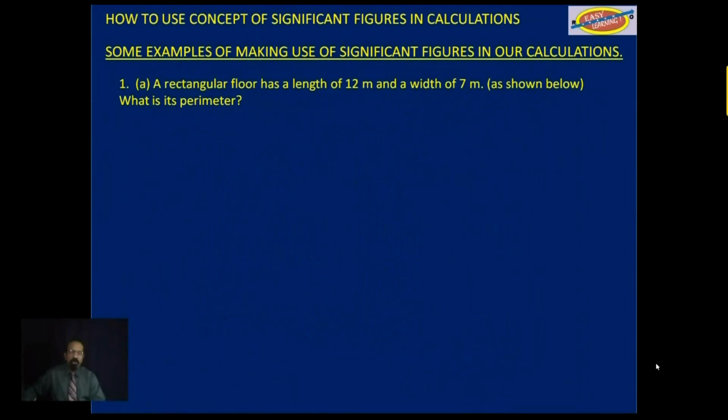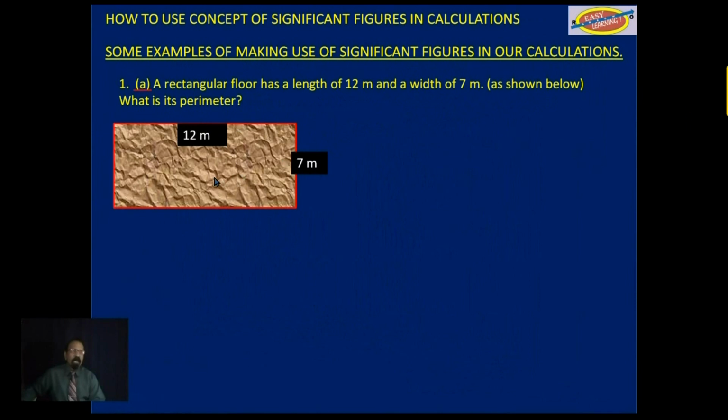Now let's apply those rules in a few examples. Example 1A, we have a rectangular floor as seen here. It has a length of 12 meters, two significant figures, and a width of 7 meters, one significant figure. You are asked to find the perimeter, which means that we have to add. So perimeter is equal to twice the length plus the width. Now this 2 here, even though it's one significant figure, it is not a measured quantity. While we are multiplying by 2, we will not take it into account when we are dealing with significant figures.